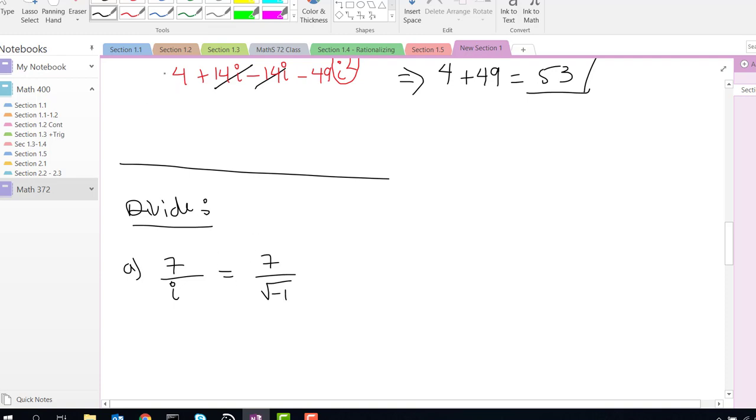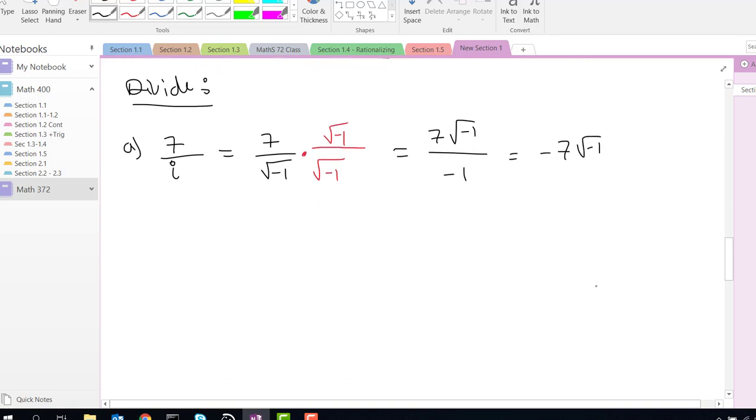So this, we want to treat it like a radical. Well, it is a radical, but we want to rationalize the denominator. So I'm going to say multiply by the square root of negative 1, multiply by the square root of negative 1. And so I'm going to get 7 square root of negative 1 over negative 1. Negative 7 square root of negative 1.